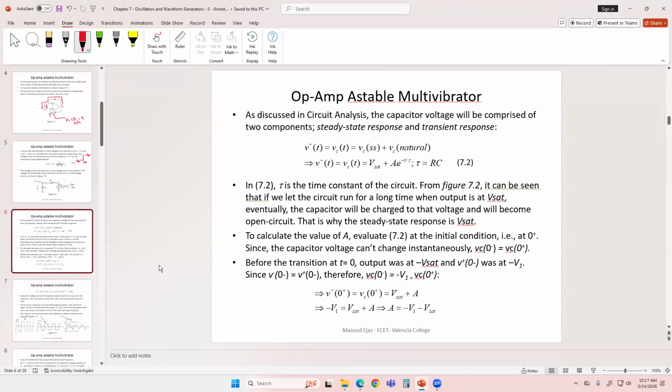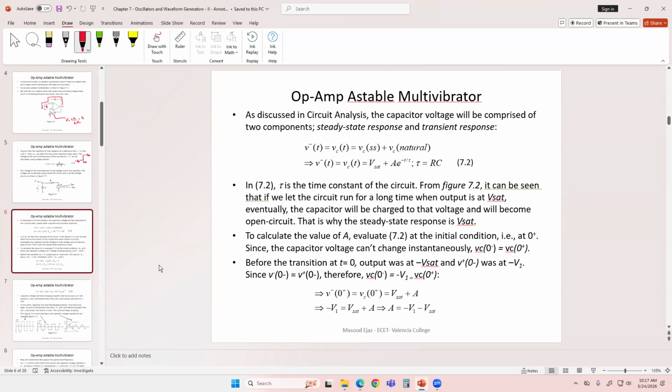That's what you studied in circuit analysis as the complete response of RC circuits, and RL circuits. So this is the complete response of an RC circuit: the steady state value plus the natural response. The steady state value, how do you calculate it? You let the circuit run for a very long time, and then you see what voltage is going to accumulate across the capacitor.